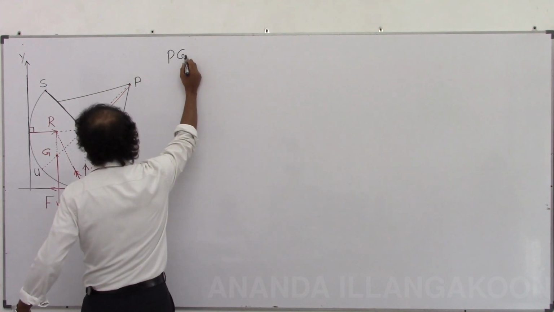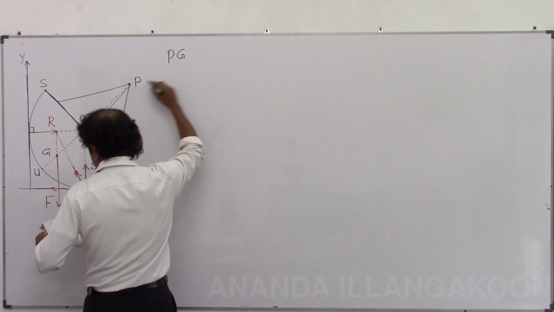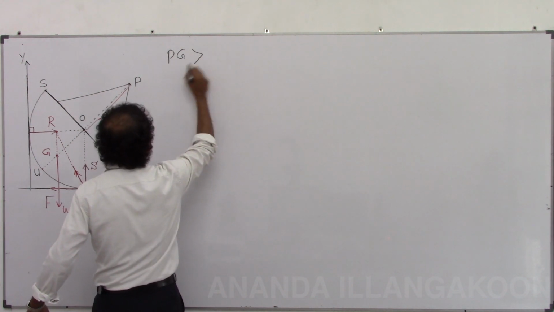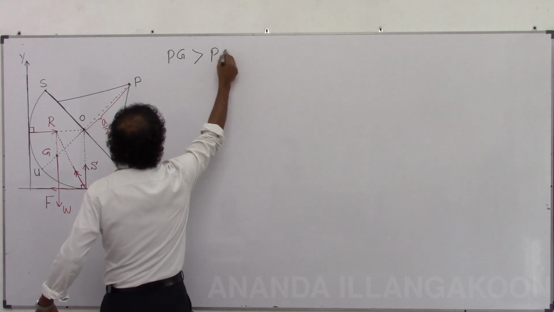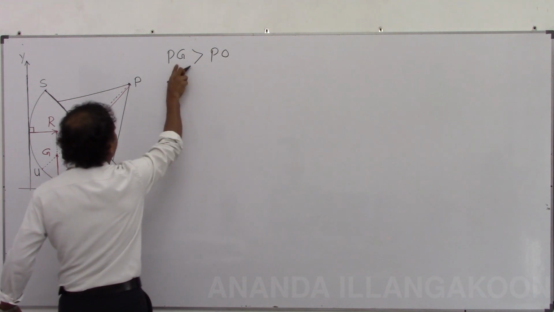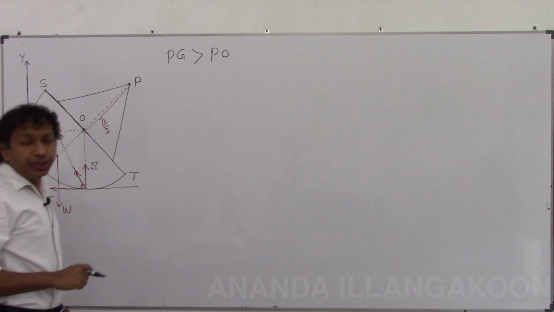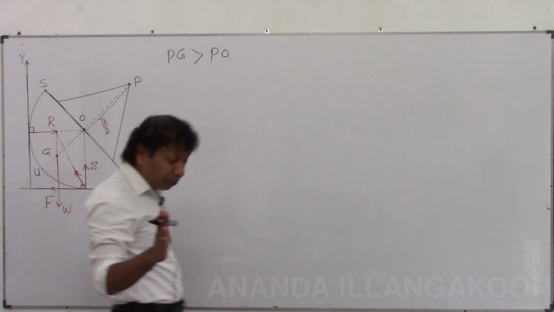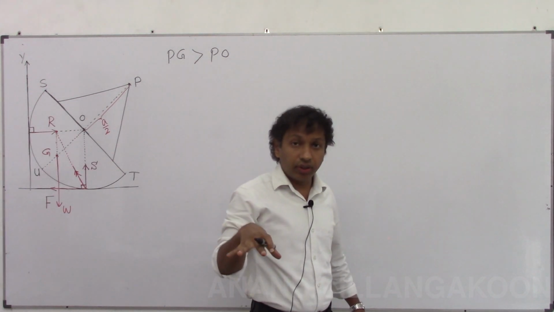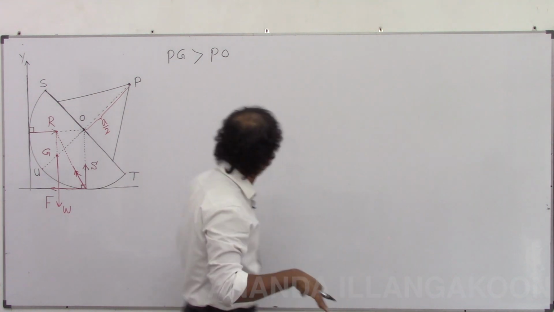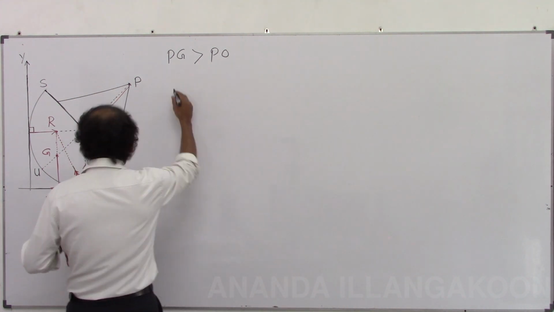PG length should be greater than PO length, right? PG length is what we found as x bar, the last answer of the question, right? So we can substitute there. What is their length?